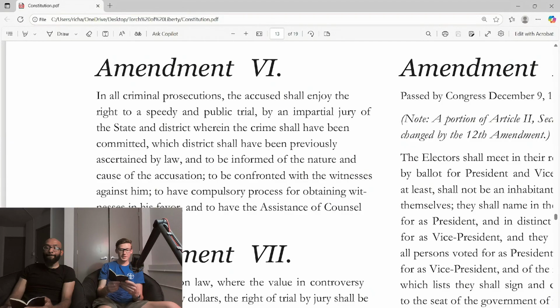All right, number 6. In all criminal prosecution, the accused shall enjoy the right to a speedy and public trial by an impartial jury of the state and district wherein the crime shall have been committed, which district shall have been previously ascertained by law, and to be informed of the nature and cause of the accusation, to be confronted with the witnesses against him, to have compulsory process for obtaining witnesses in his favor, and to have the assistance of counsel for his defense.